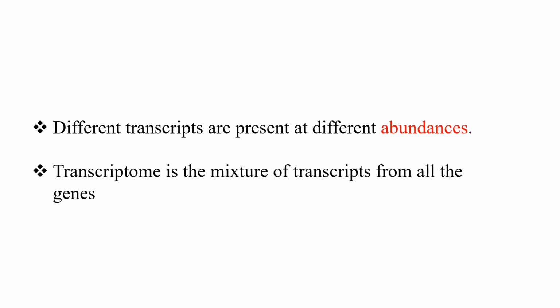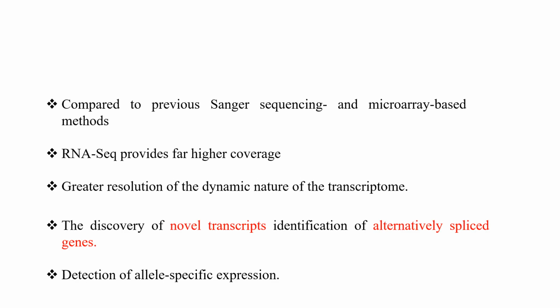So basically this is the advantage, the good thing, of using RNA sequencing. Different transcripts are present at different abundance. The transcriptome is a mixture of transcripts from all the genes. Here is a little comparative study of Sanger sequencing and microarray-based methods. RNA sequencing provides higher coverage, greater resolution of the dynamic nature of the transcriptome, the discovery of novel transcripts, identification of alternatively spliced genes, and detection of allele-specific expression.